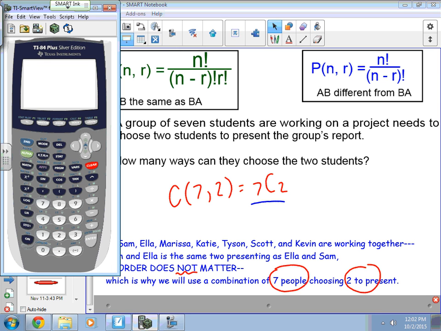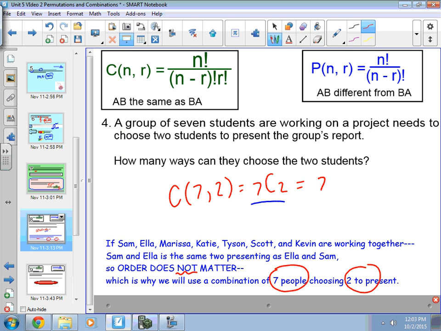You can use the formula. It'll work. It'll be fine. Let's do it with the calculator button. That's a little bit easier. So enter 7 first, then hit math. Go to your probability menu. Number 3 here, you can see nCr, that is combination. And then enter 2, enter. And that tells us that there is 21 different ways that this group could select 2 people to present.